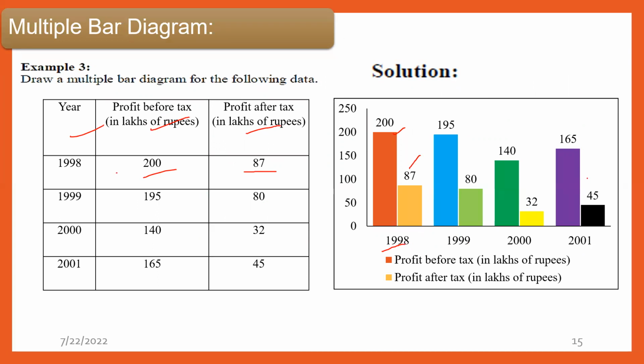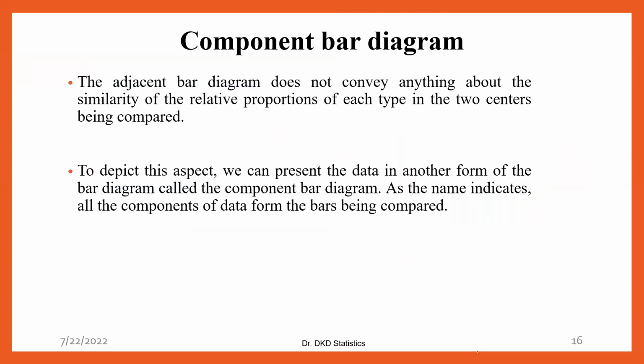In this way we can create it with the help of Microsoft Office Excel. Once we put the data, we can find these graphs easily. In one column we put the year, in the second column we put these values, and in the third column we put the values. We select all of it, go to Insert, create the bar diagram, and we can find it easily. This is a simple way to create the multiple bar diagram, or we can say the adjacent bar diagram.